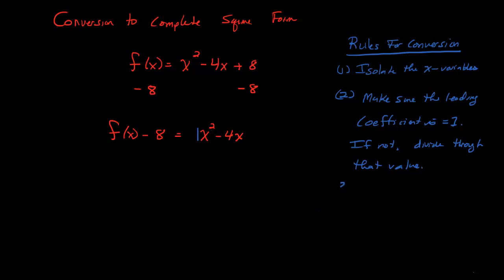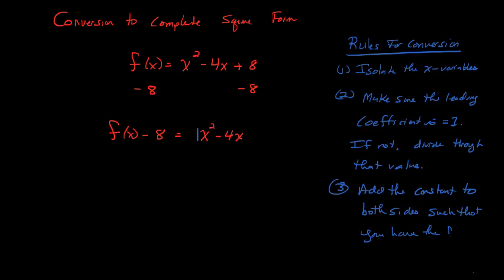Next step is to add the constant to both sides such that you have the perfect square. This next step is the fun part. We're going to think to ourselves, I need the perfect square, so I have to add some constant over here on my right. What will the perfect square be?